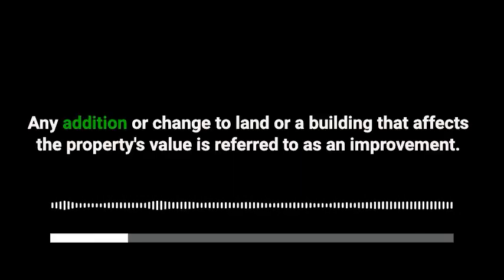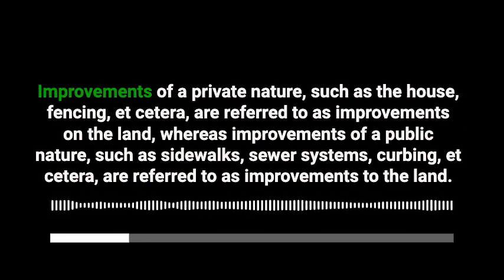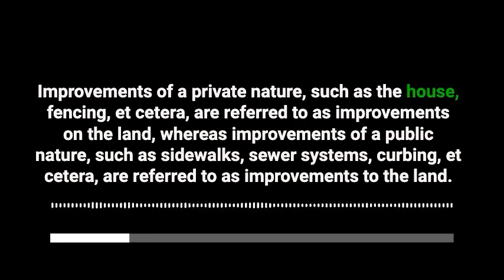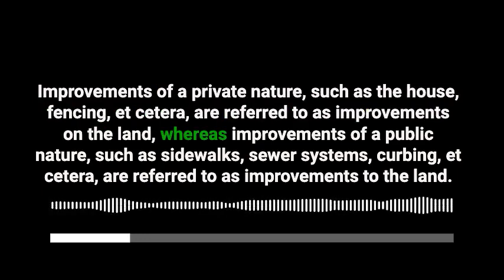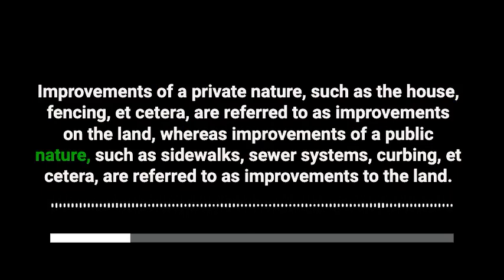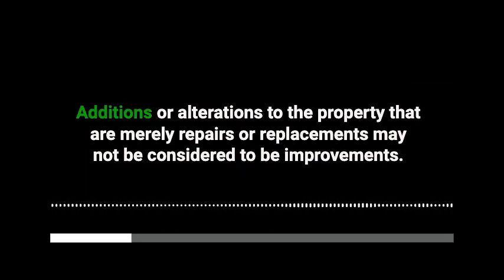Improvements. Any addition or change to land or a building that affects the property's value is referred to as an improvement. Improvements of a private nature, such as the house, fencing, etc., are referred to as improvements on the land, whereas improvements of a public nature, such as sidewalks, sewer systems, curbing, etc., are referred to as improvements to the land. Additions or alterations to the property that are merely repairs or replacements may not be considered to be improvements.